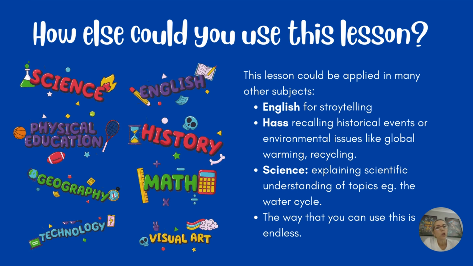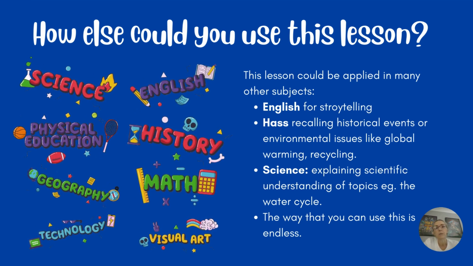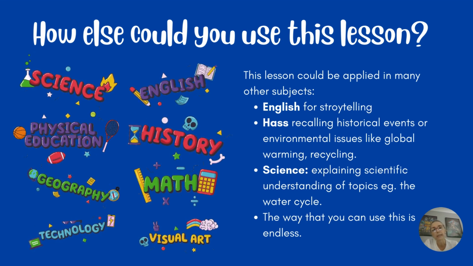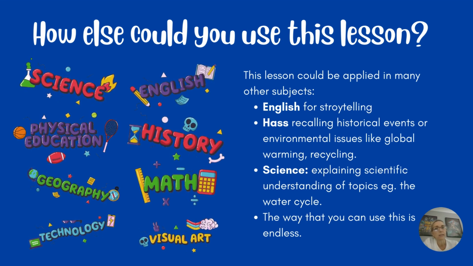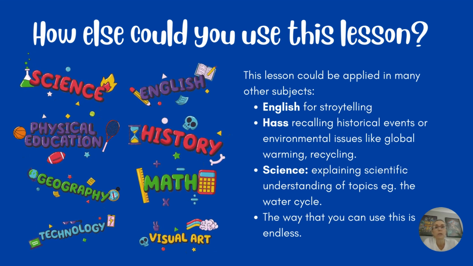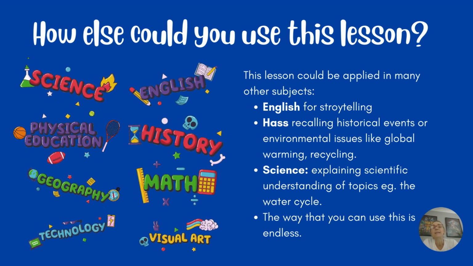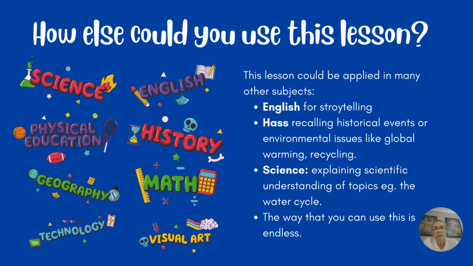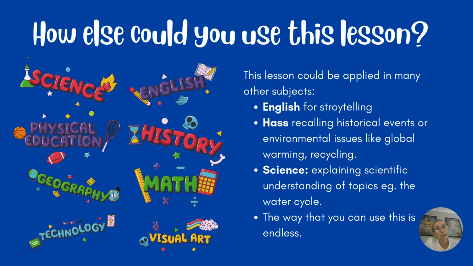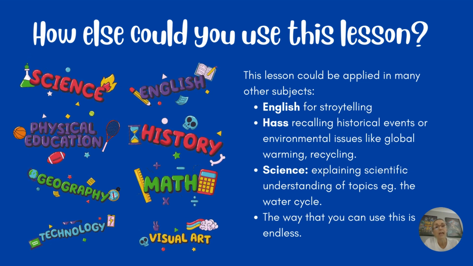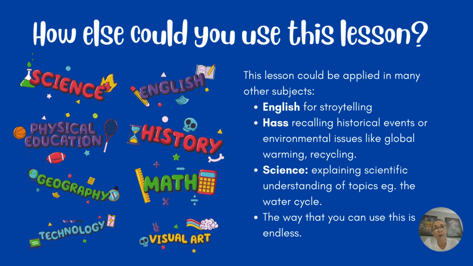I did think that you could go along in English for storytelling. It's a perfect way for storytelling. With history and geography, you could recall historical events or environmental issues like global warming or recycling. In science, students could explain scientific understanding of topics, for example, like the water cycle. And the way that they can use this is absolutely endless. There are so many ways you could do it, and actually it could tick boxes for you if you don't have a specialist teacher to teach media arts as a cross-curricular sort of in that achievement standard.